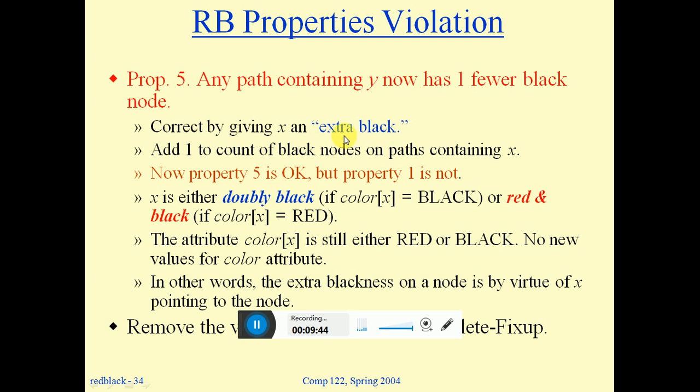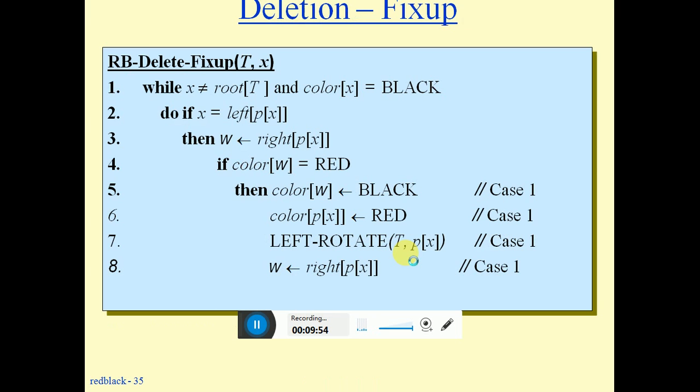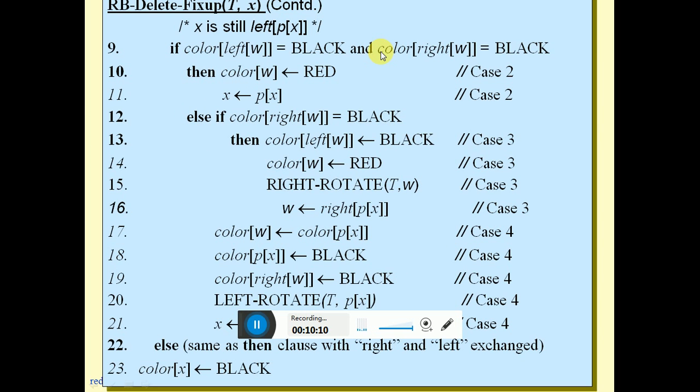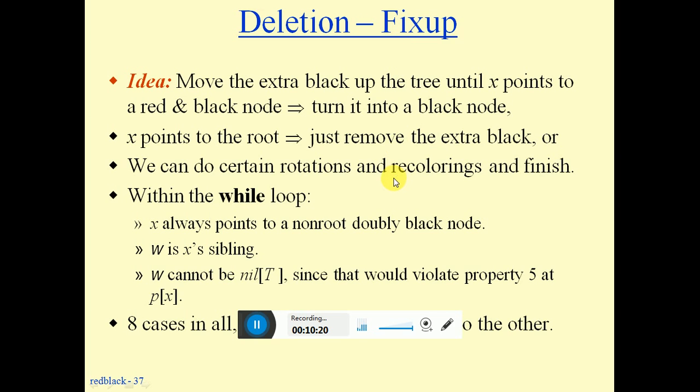Correcting: given x with an extra black, one count is a black node that both contain x. Property 5 is okay, but property 1 is not, so x is doubly black or red-and-black. In deletion fixup, you check whether the tree is empty; otherwise, you handle left or right cases and switch to black. Black means case 1, red means case 1 with a left rotate, right rotate case 1 and case 2. If black, case 3 with right rotate, case 3 with a color check, and left rotate.